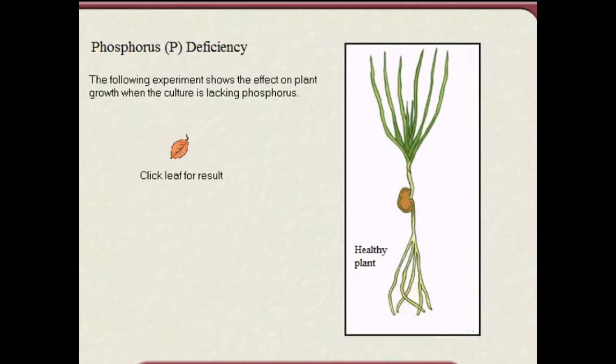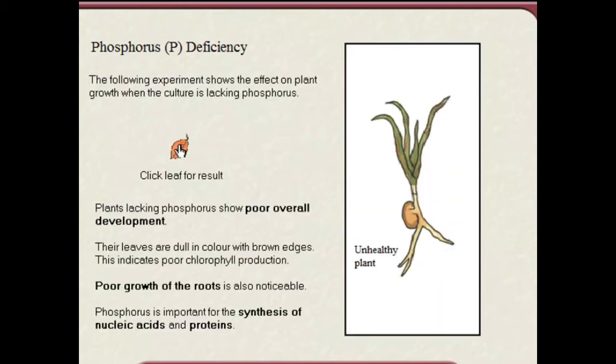Phosphorus deficiency. The following experiment shows the effect on plant growth when the culture is lacking in phosphorus. Plants lacking phosphorus show poor overall development. Their leaves are dull in color with brown edges. This indicates poor chlorophyll production. Poor growth of the roots is also noticeable. Phosphorus is important for the synthesis of nucleic acids and proteins.